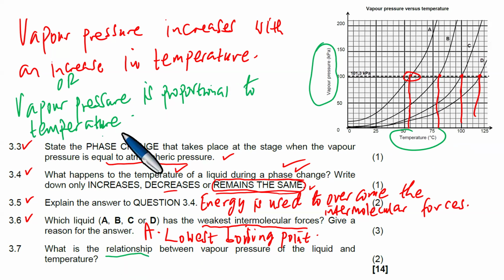So vapor pressure is proportional to temperature. Or you can say vapor pressure increases with an increase in temperature, and that describes the relationship. Relationship means when this one increases, what happens to the other? When temperature goes up, vapor pressure also increases. That is why this graph demonstrates that kind of pattern, which is an increasing function, or an increasing relation. Next point.